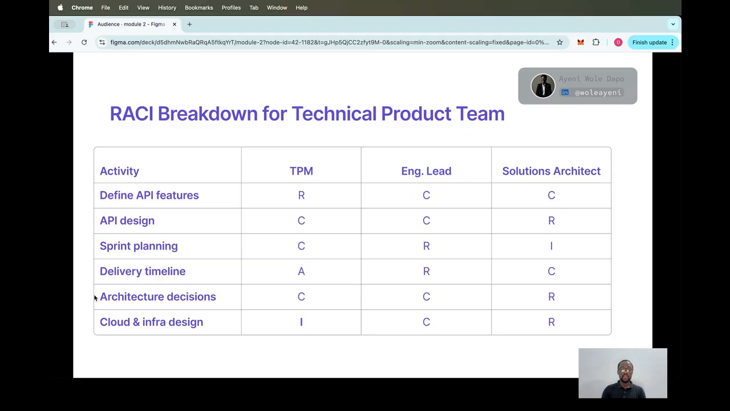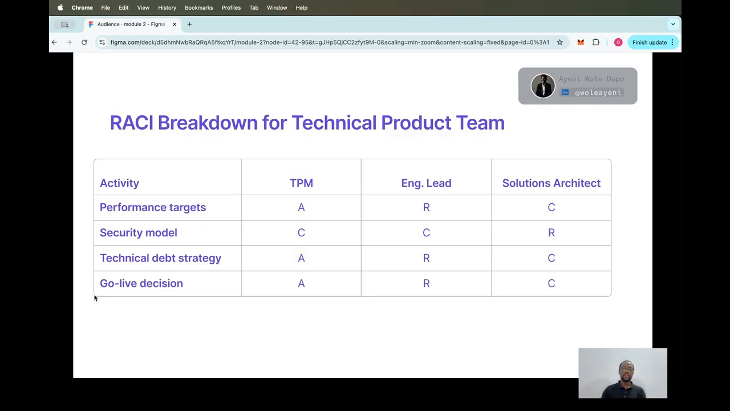The solution architect is responsible for driving the architectural decision. However, they consult the TPM and the engineering leads. Also, the solution architect is responsible for driving cloud and infrastructure design. However, they consult the engineering lead and inform the TPM. The engineering lead is responsible for driving performance targets. However, they consult the solution architect and the technical product manager holds them accountable.